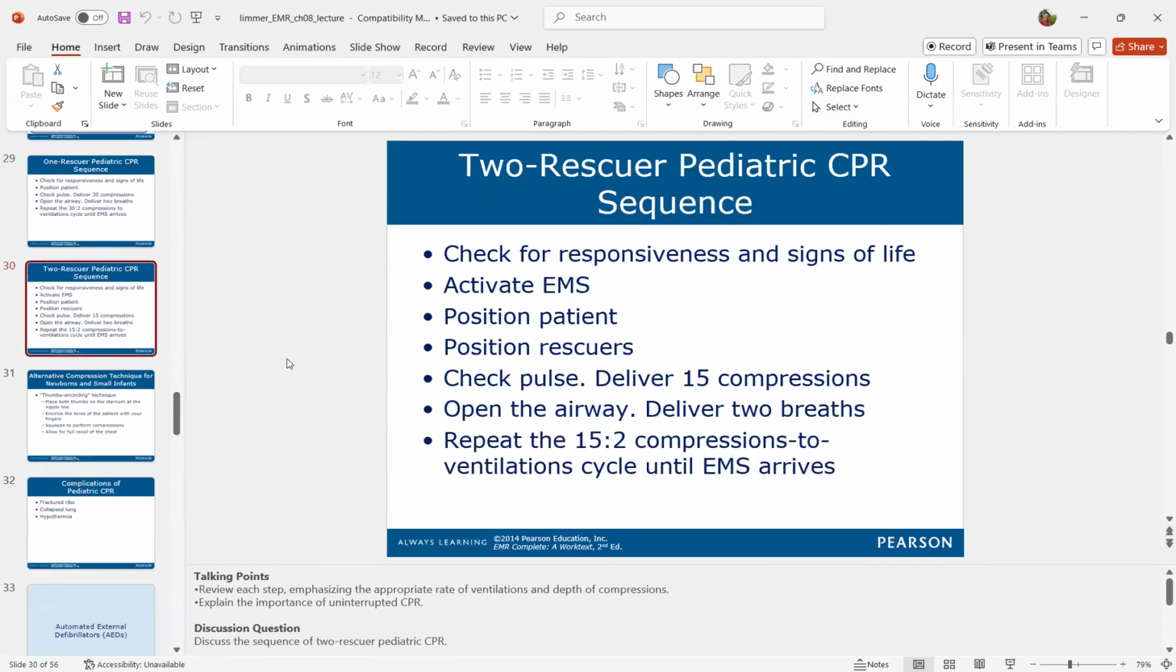Two rescuer is the same thing, except in children and infants we move from 30 to 2 to 15 to 2, because it's more likely a respiratory breathing problem, not a cardiac problem like adults. Adults across the board are 30 and 2, but for infants and children, if you're there by yourself, it's 30 and 2. Once you have multiple people involved, we move to 15 and 2. So 15 compressions and 2 breaths, and we rotate that cycle.